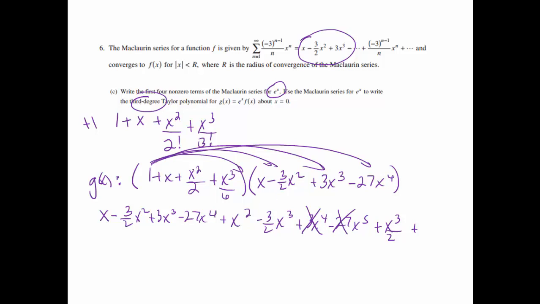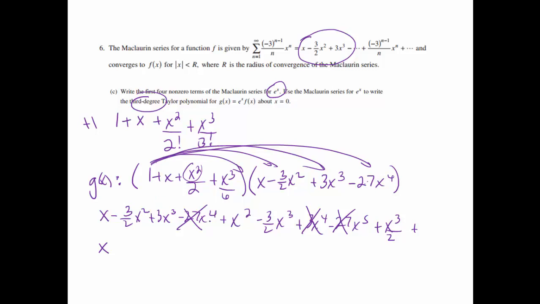As soon as I start taking this x squared times the other ones, they're going to be bigger than x cubed. So I don't even have to worry about all those. And then if I take x cubed over 6 times everything, they're all going to be bigger than an x to the 3rd power. So I don't even have to bother doing that. So now from here, I'm just going to combine some like terms. I should get x. There was nothing to go with that one. Let's see here. Negative 3 halves x squared plus, and actually I'm going to cross that one off too because it was too big. Bigger than degree 3.